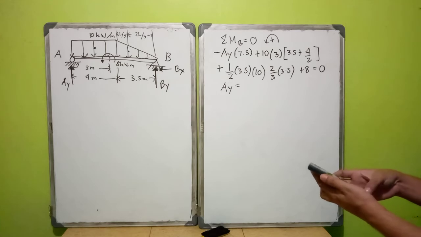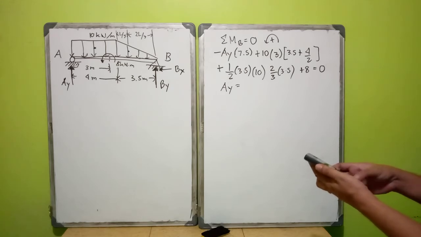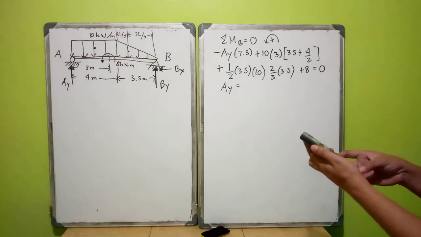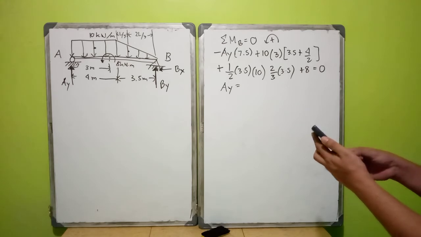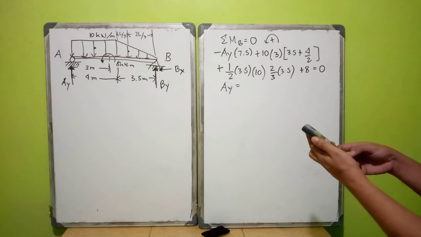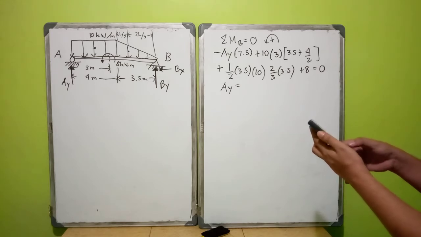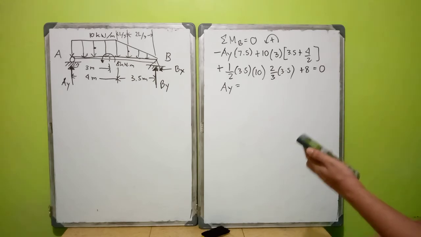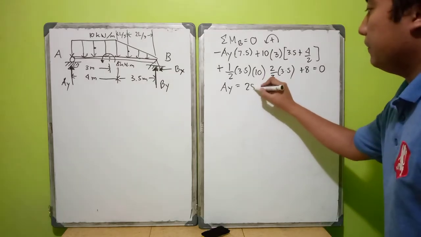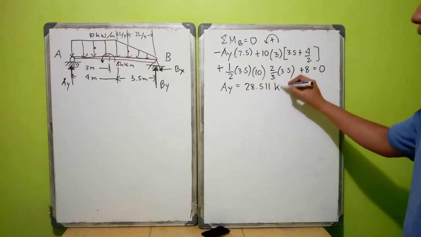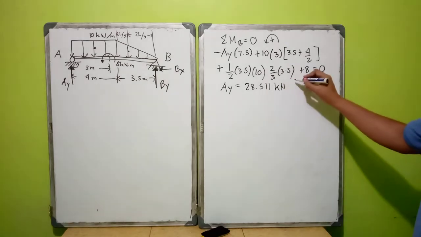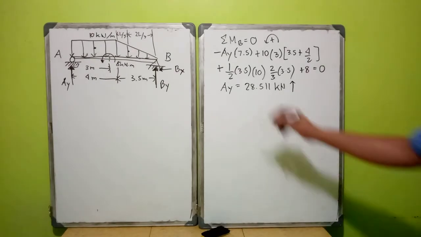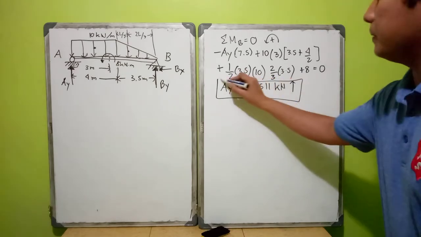So 10 times 3 times 5.5, plus 0.5 times 3.5 times 10 times 2/3 of 3.5, and then plus 8, and then divide it by 7.5. So you will get 28.511. Since we get a positive value, our assumed direction of reaction AY is correct. So AY is 28.511.